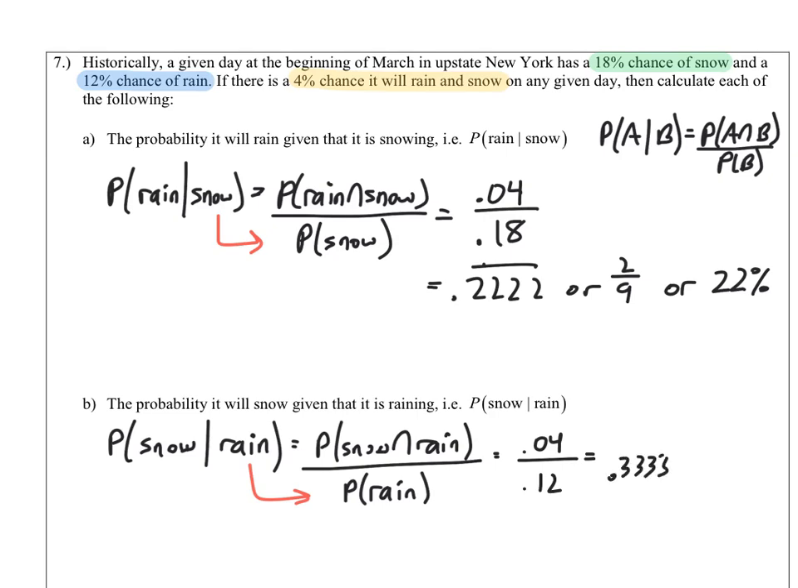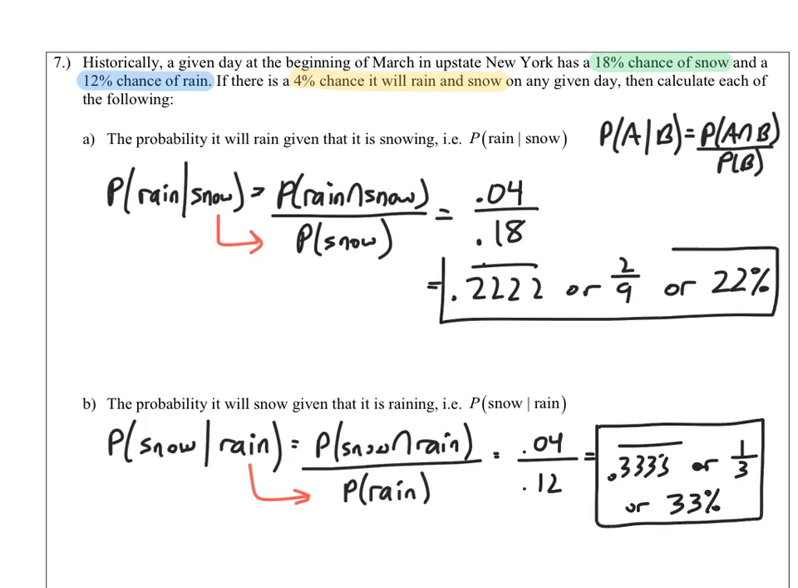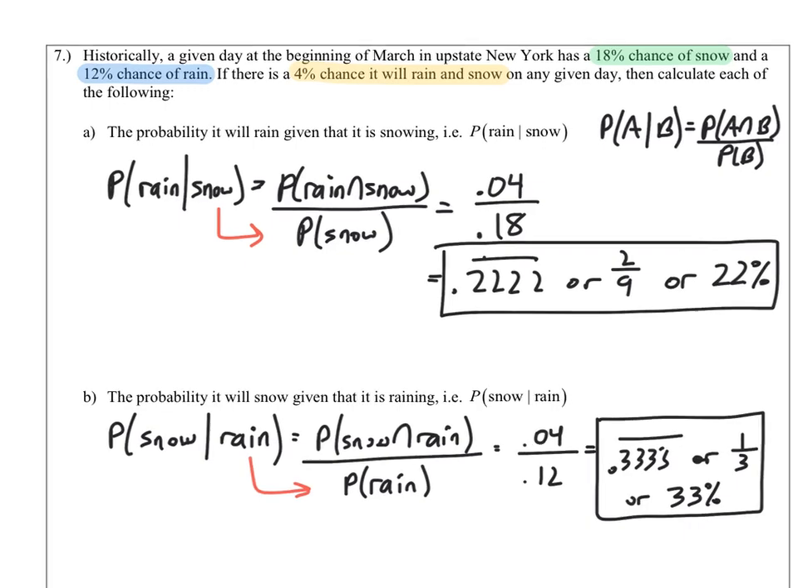0.3333 repeating, or that can be written as the fraction 1/3, or that is approximately 33%. So again, any of those three answers would get full credit. Same thing here. Any of these three answers would get full credit, since it doesn't specifically tell us what they want us to write the answer as. Part C.